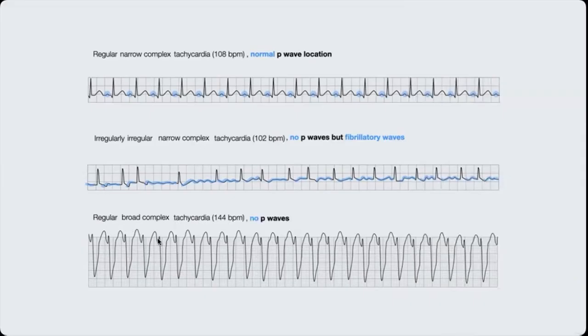And then in the last example, this is a ventricular rhythm with the broad complexes, and so there are no P waves here. That's expected. Remember, as we discussed earlier on, with ventricular rhythms you expect not to see P waves.